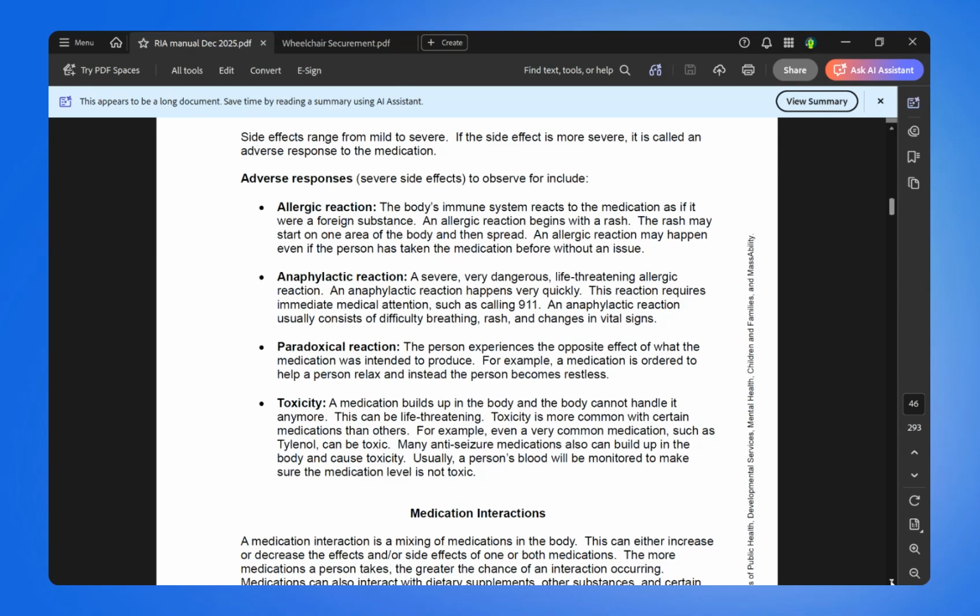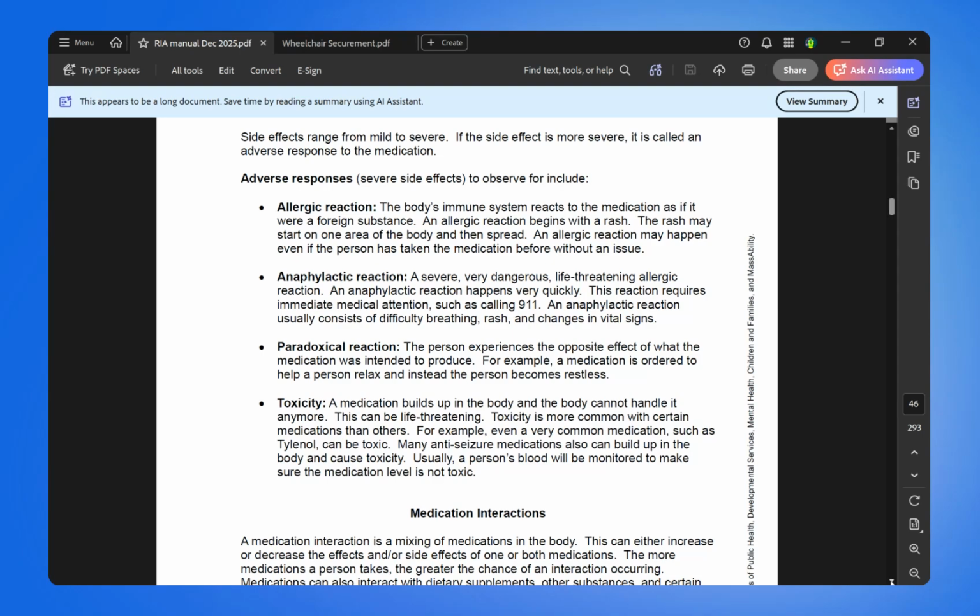An anaphylactic reaction is a very severe, very dangerous, and life-threatening allergic reaction. So it's not just an allergic reaction, it's a very severe, very dangerous, life-threatening allergic reaction. And this usually comes on very quickly. The reaction requires immediate medical attention, such as calling 911. An anaphylactic reaction usually consists of difficulty breathing, rash, and a change in vital signs.